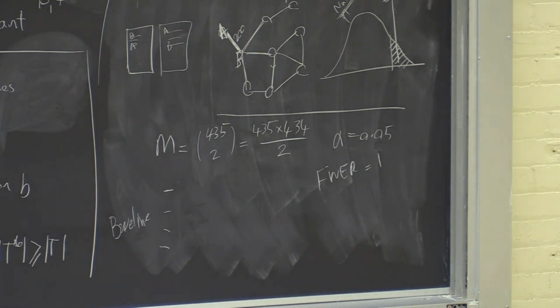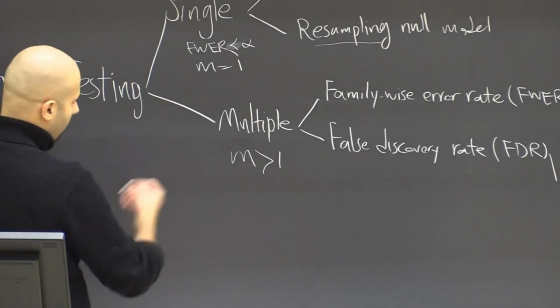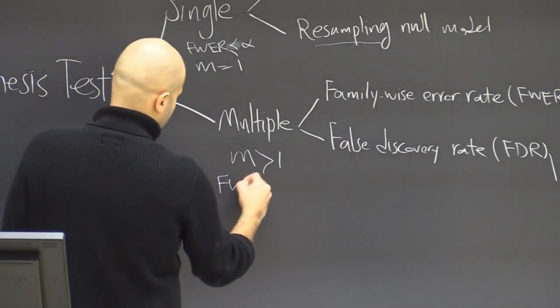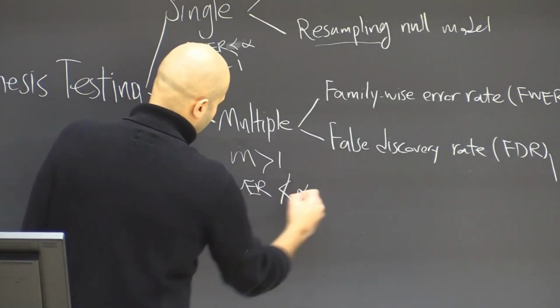When we have multiple tests, M is larger than 1. And when M is larger than 1, then without correction, we don't have a guarantee that the family-wise error rate is less than alpha.